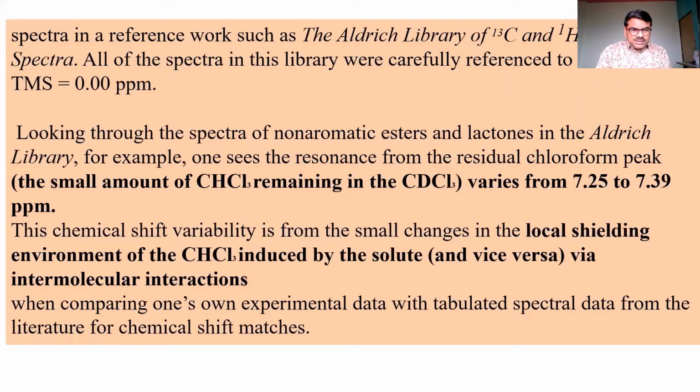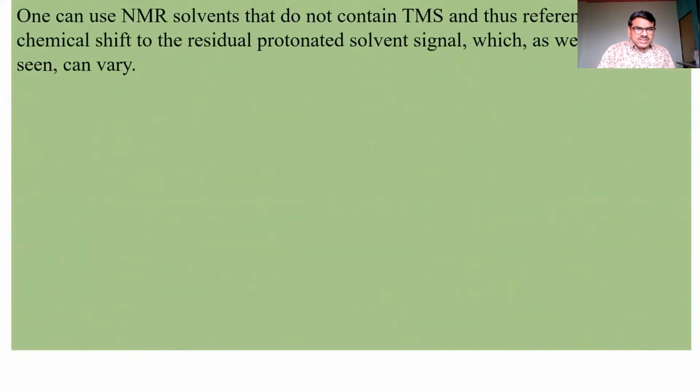When we compare one experimental data to tabulated spectral data from the literature for chemical shift, whether it matches or not. So whenever you take any kind of NMR spectra, you can compare this NMR spectra with a reference standard, and that reference standard should be the Aldrich library of C13 and H1 FT NMR spectra. So you can compare both the things.